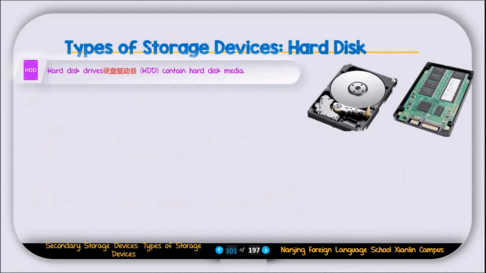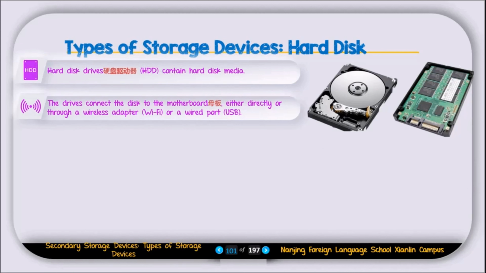Types of storage devices. The first type is the hard disk, so I will give you the overview here. A hard disk drive, HDD, contains hard disk media. These devices connect the disk to the motherboard either directly, through a wireless adapter, or through a wired port. There are three ways to connect the hard disk to the laptop, right? One is directly connecting to the motherboard. Second, you can connect it using a USB port. And third, you can use Wi-Fi. You can just put it there and connect your laptop to that hard disk using Wi-Fi and store data to that hard disk, like backing it up, or just read data from it.